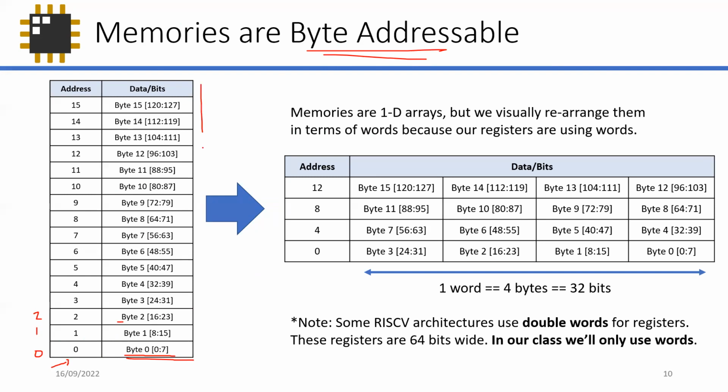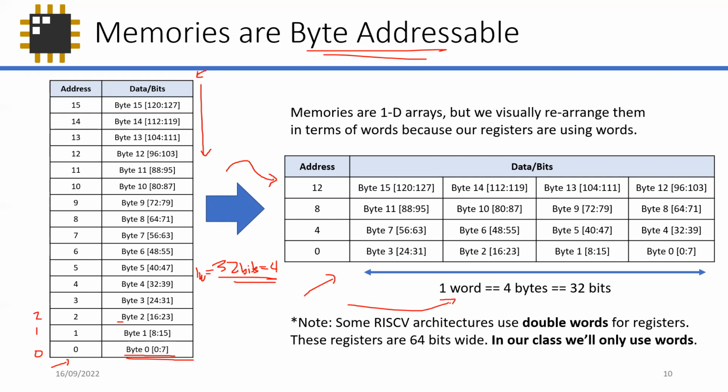Memory is a 1D array, but we usually reorganize it in such a way that they are organized to contain words. So technically, again, memories are byte addressable. They are just a 1D array, but we organize the visualization of those bytes into a set of words. Because, as mentioned earlier, the 32 registers of your RISC-V contain 32 bits each. So that's how many bytes? That's 4 bytes wide, right? Literally one word is actually 4 bytes.